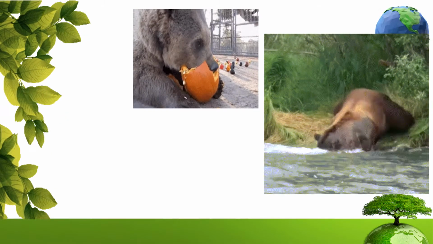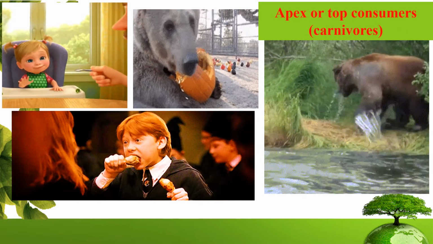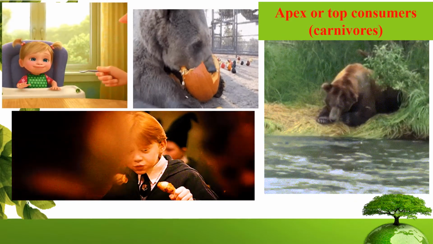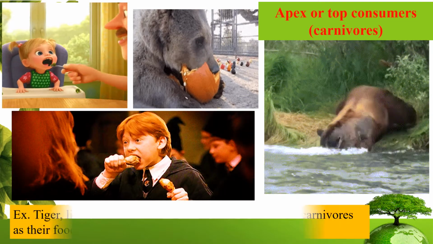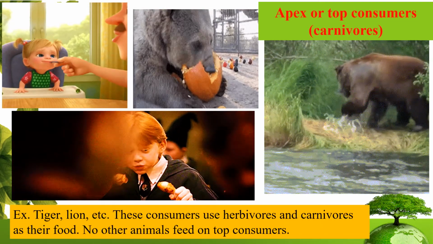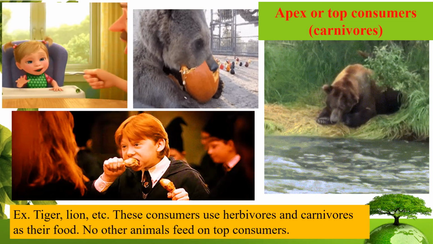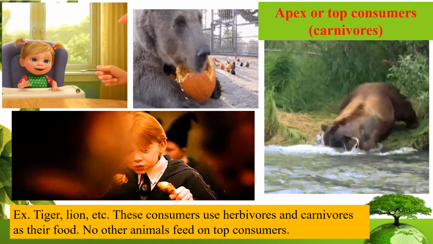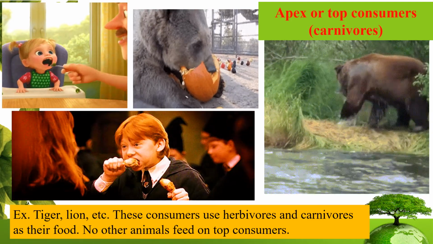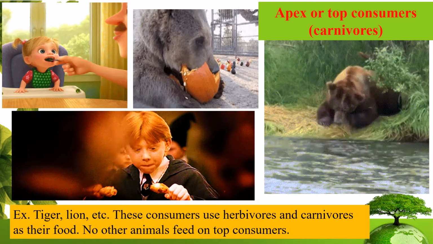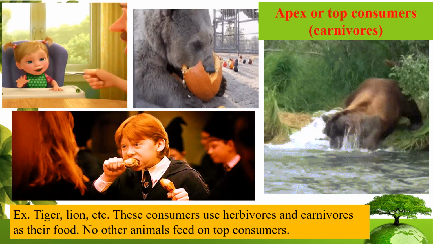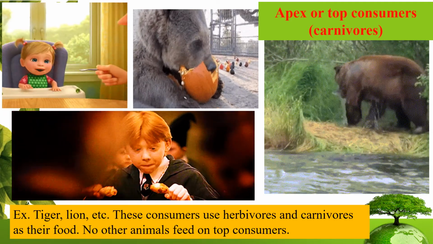The third one is omnivore. These are the animals which come at the apex or the top consumers. Example is tiger, lion, etc. These consumers use herbivores and carnivores as their food. No other animal feeds on top carnivores. अब इनके ऊपर कोई और इन पे feed नहीं करना पसंद करता है. ठीक है?